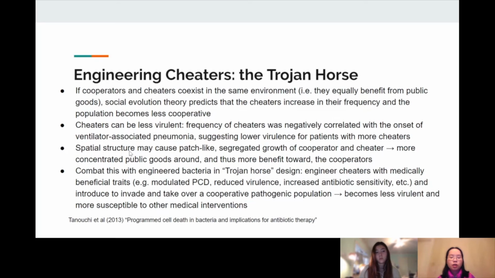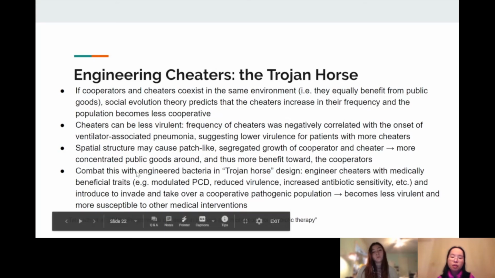the spatial structure will cause patch-like segregated growth of the cooperator and cheater, so then you have more concentrated goods around and thus more benefit towards the cooperator. So naturally, the species tries not to give cheaters so many public goods, but you can combat this with engineered bacteria in the Trojan horse design.